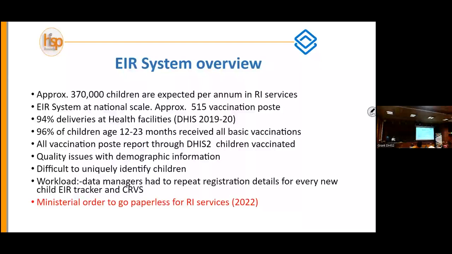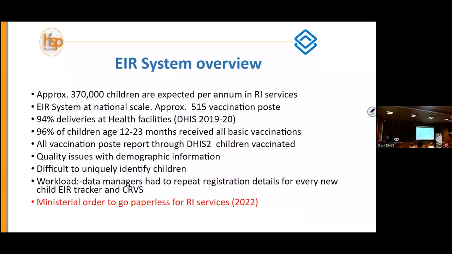So as you know, a child comes to the health facility and we fill out the normal paper registry. So a typical digital registry has been put in place to support the process. As I said, 94% of deliveries happen in the health facilities based on DHS 19-20. And also based on the same survey, 96% of children aged 8 months receive all basic vaccination from the health services, health facilities, sorry.